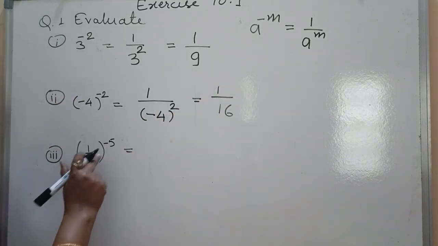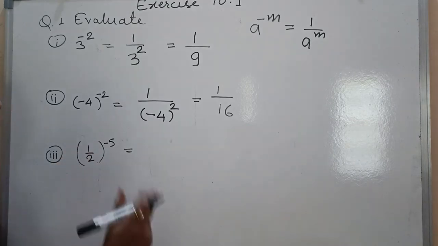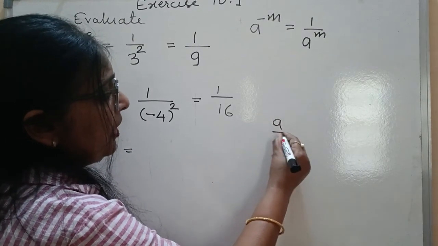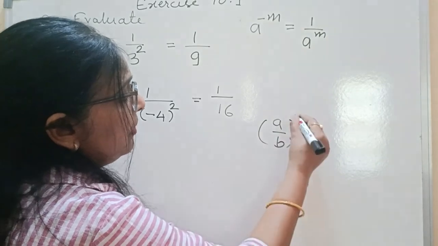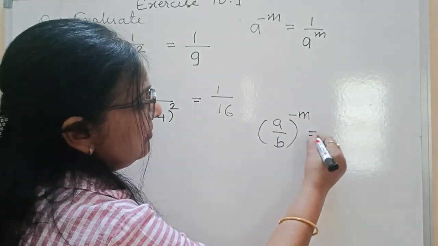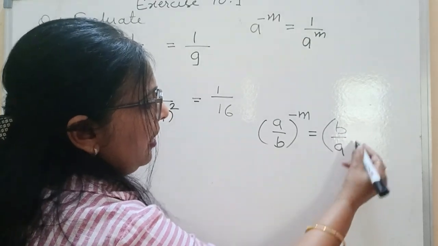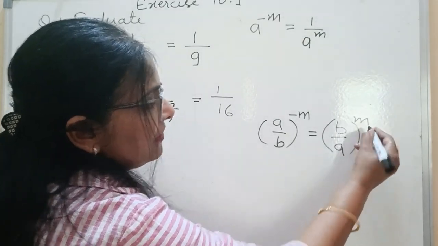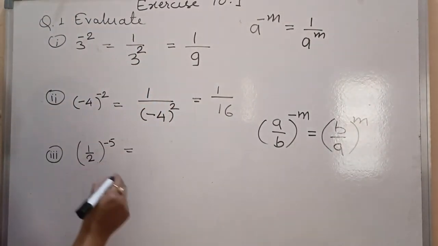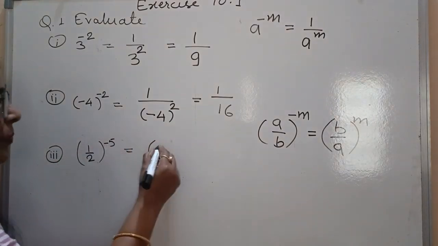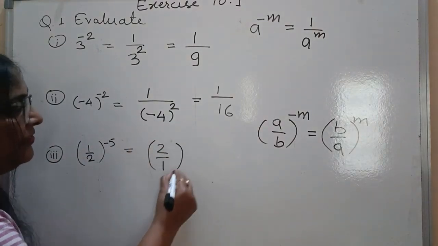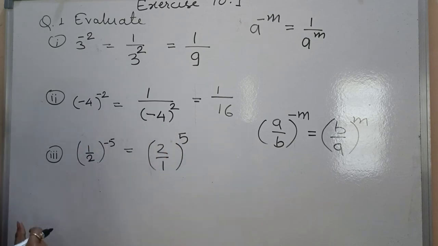Next, 1 by 2 raised to minus 5. You have learnt one law. A by B raised to power minus m is equals to what? Take the reciprocal. B by A raised to the power plus m. Now you are going to change the same. 2 by 1 raised to power 5.